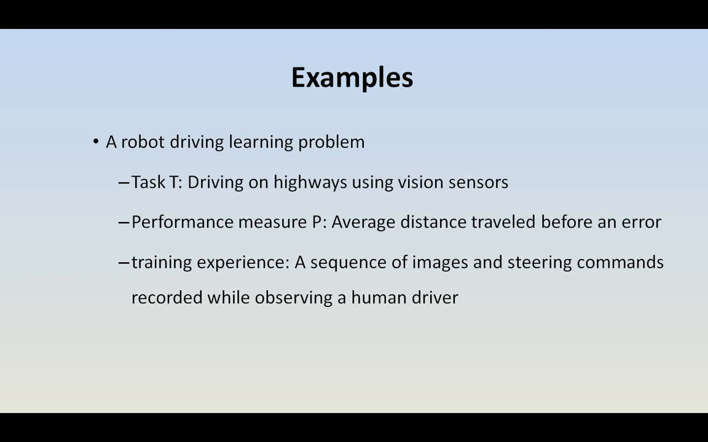Now coming to the training experience. While driving, it can learn a sequence of images and steering commands. All these are recorded while driving. These can be saved as training experiences. So in this experience it can easily know for what kind of object, what kind of action is to be generated. So a robot driving learning problem is also one of the examples of machine learning.